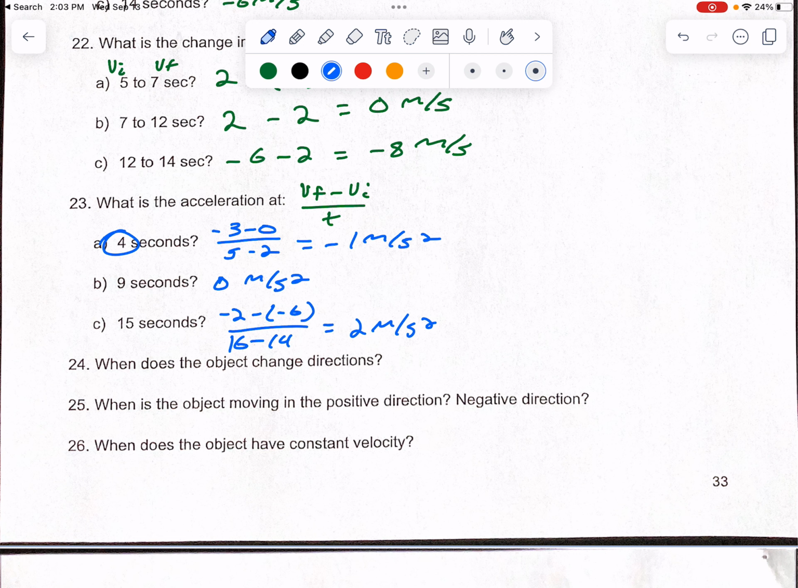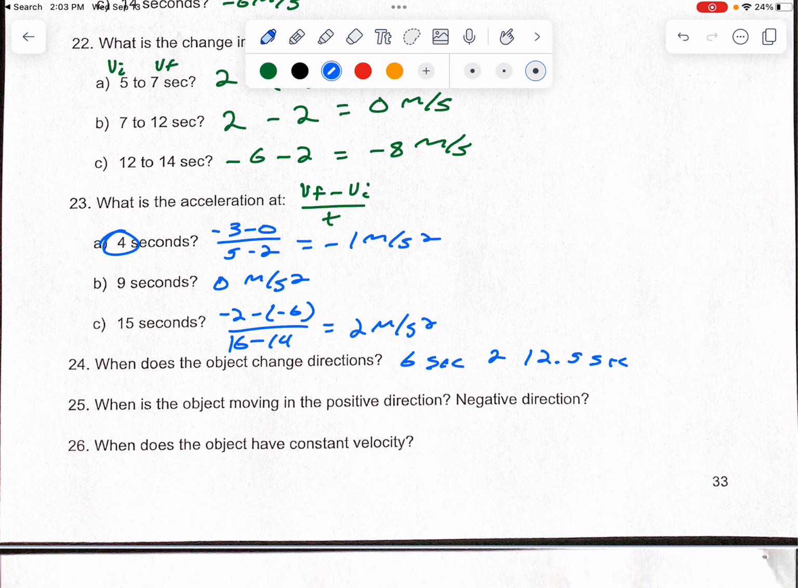When does the object change directions? That's when you cross the x-axis. That's when you go from positive to negative or negative to positive. That's going to happen 2 times. That's going to happen at 6 seconds and 12.5 seconds. So again, that's crossing the x-axis.